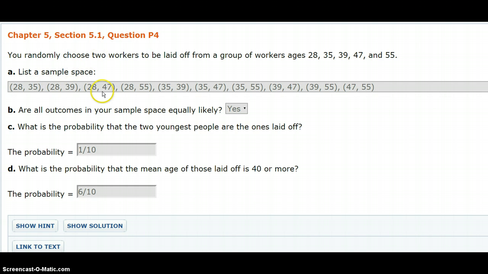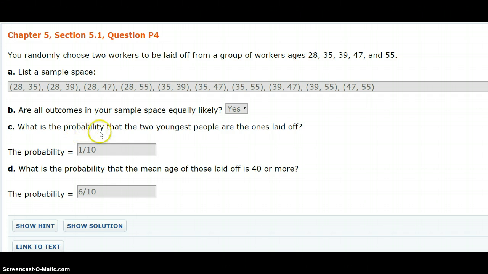So in each of these cases in our sample space, it has 2 separate workers, and there are 10 possible ways to do that. Are they all equally likely? Yes, because it says we randomly choose. Now, if there was some other method of choosing them, it may not be equally likely. Specifically, if there was some kind of injustice going on and we were targeting older workers, then not all of these would be equally likely.